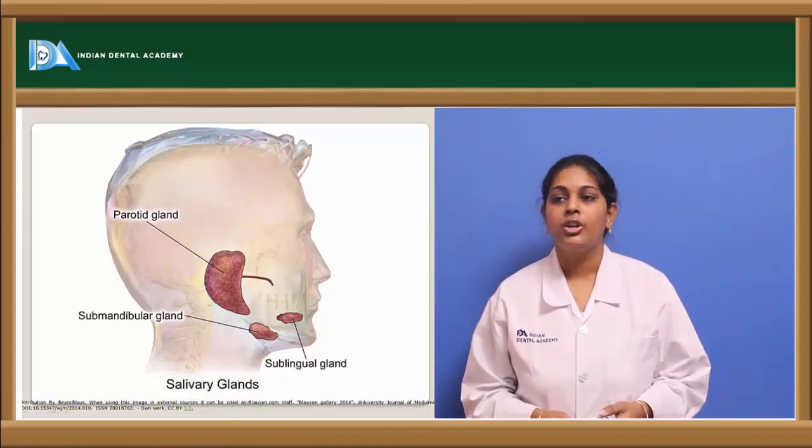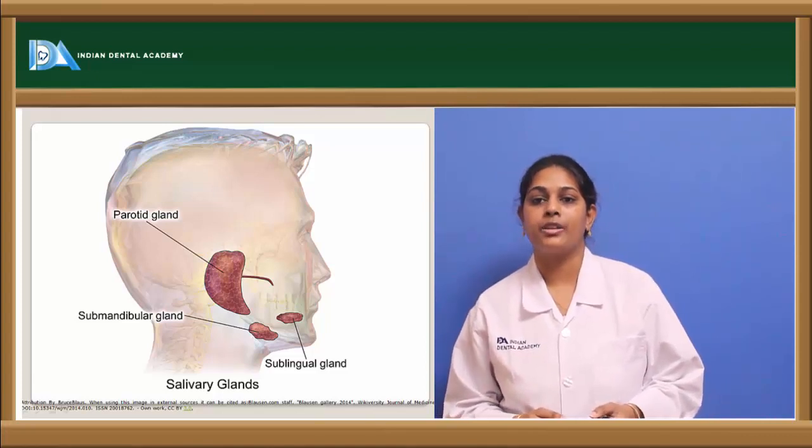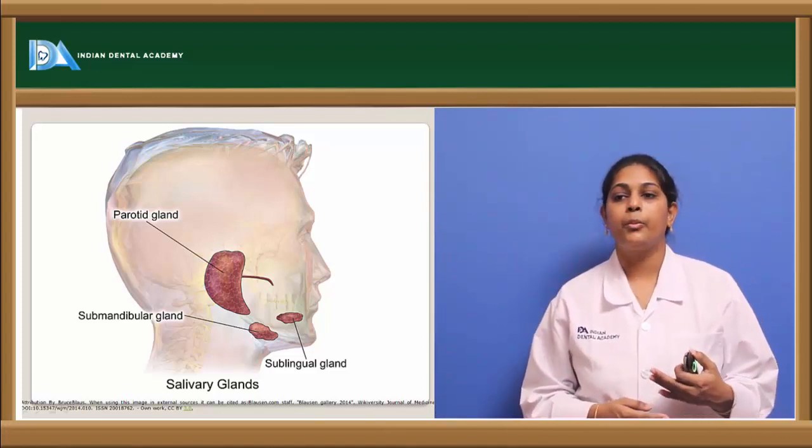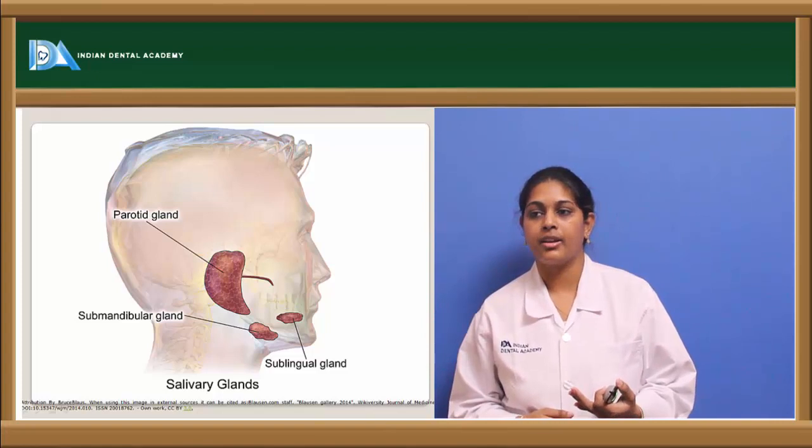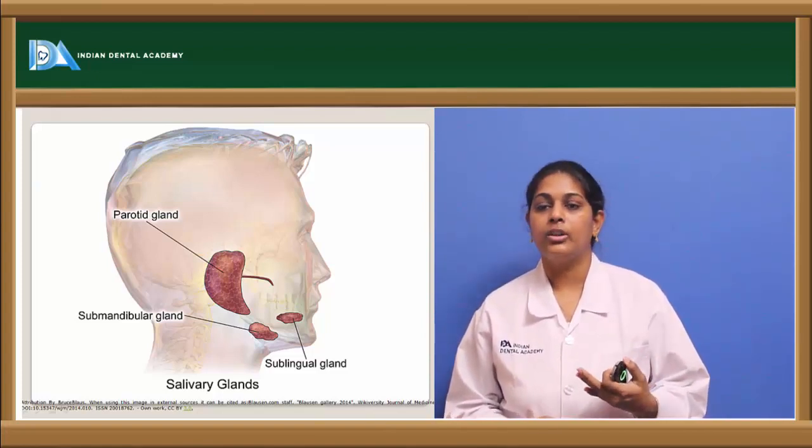Here is a picture showing the location of the parotid gland, which is anterior to the mastoid and posterior to the mandibular ramus area. Then coming to the submandibular gland, it is usually present below the lower jaw.